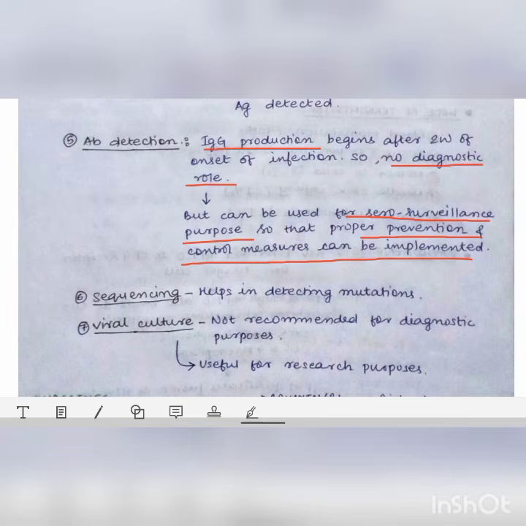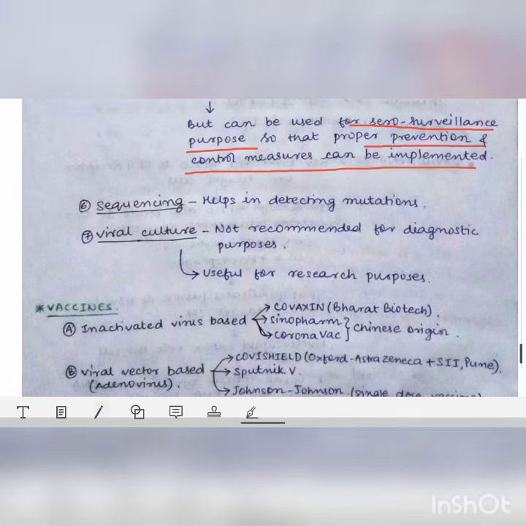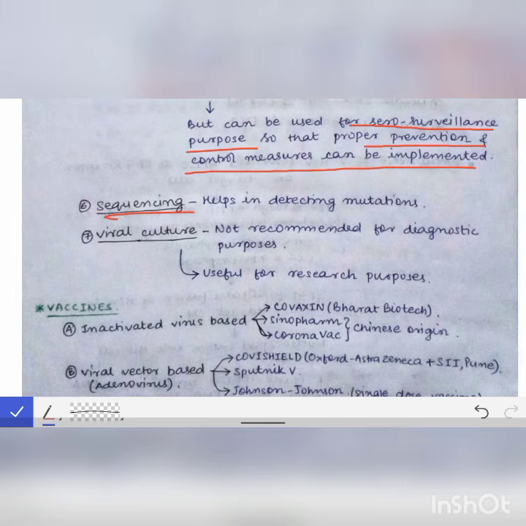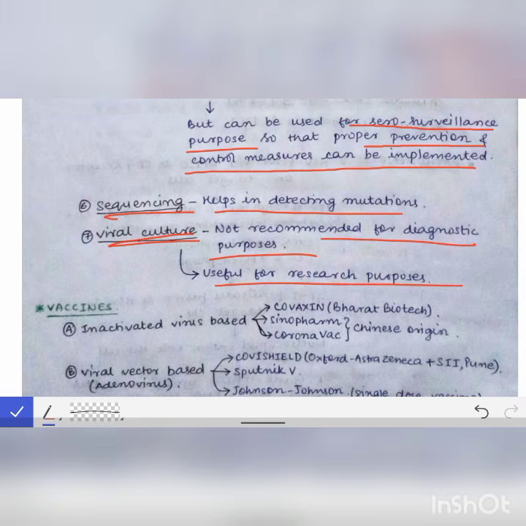The next way of detection is sequencing. Sequencing helps in the detection of mutations, and by this sequencing method we can detect the newer strains of SARS-CoV-2. Other than that, we have the viral culture method, that is not recommended for diagnostic purposes, rather used for research purposes, as we have read earlier as well, that viral culture is recommended for research purposes only.